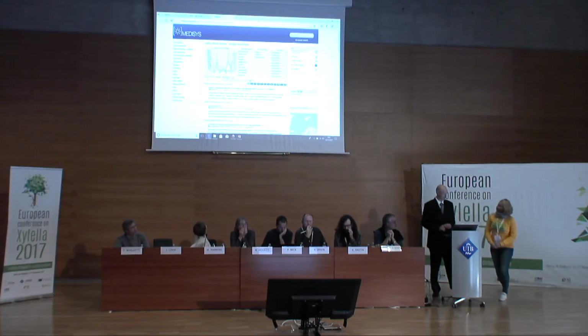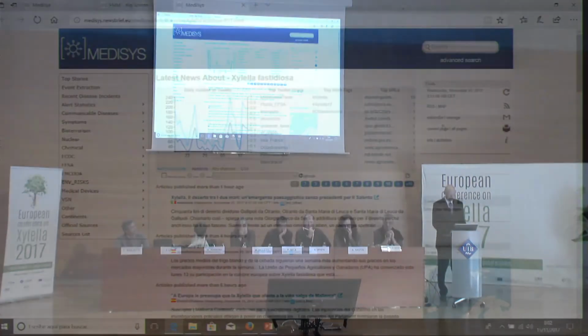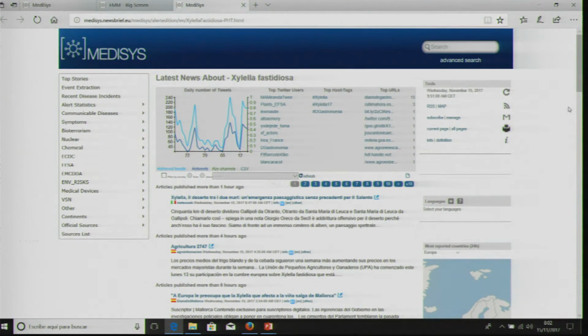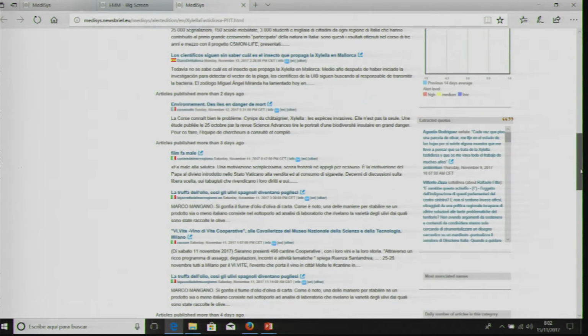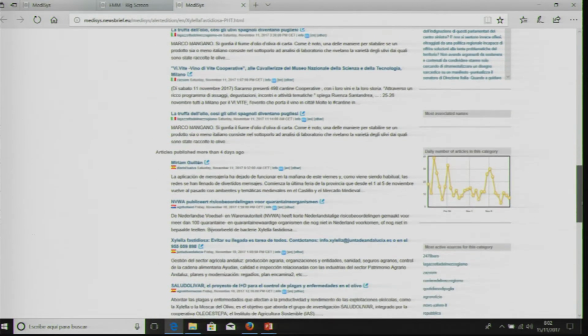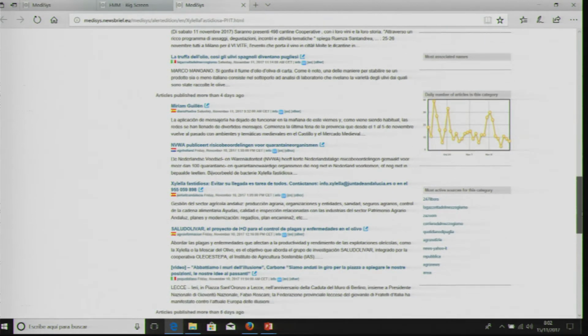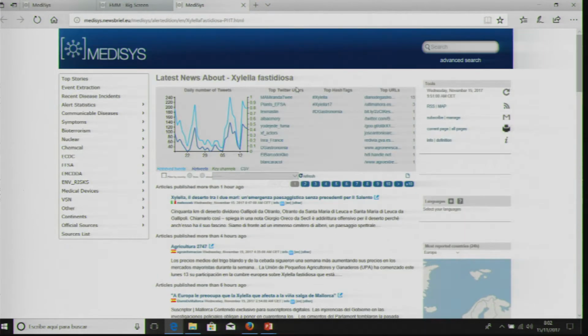Okay, thank you. So there are some articles published in Italian and in Spanish about Xylella fastidiosa. Again, you can see the map, you can see the graphs. We also extract some quotes, so we extract what are the most important quotes about Xylella. Here are the statistics. And on top, you can also see the top URL.